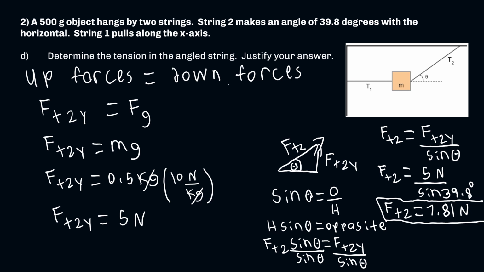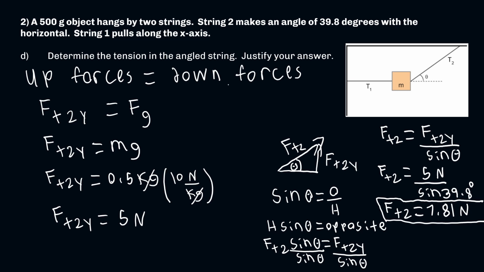So whenever you do this again, with the horizontal, the opposite there is going to be FT, or the force, times sine theta. If it's the adjacent, it's the force times cosine theta. Just showing where this comes from through a little bit of trigonometry if you want to know.